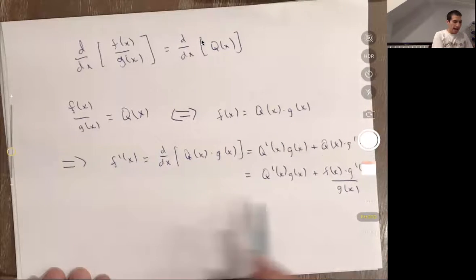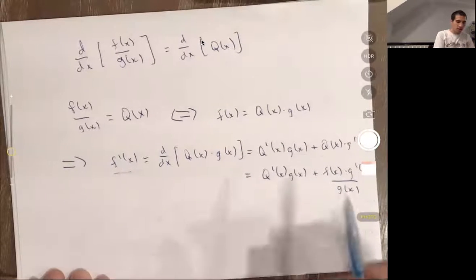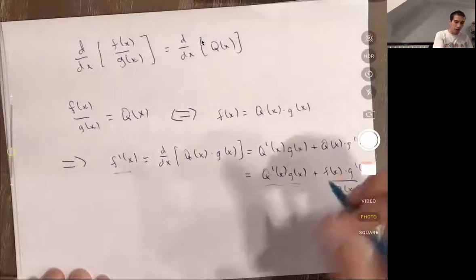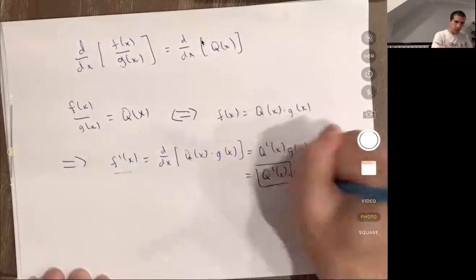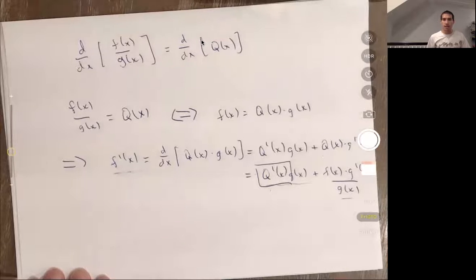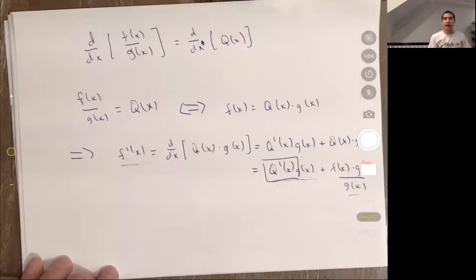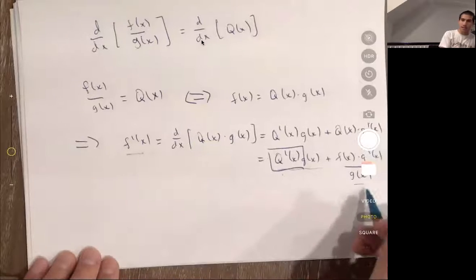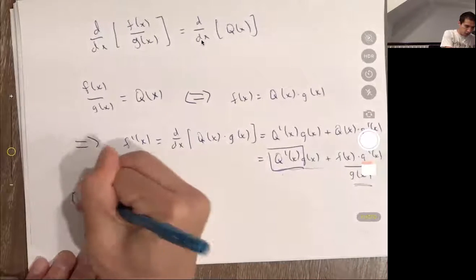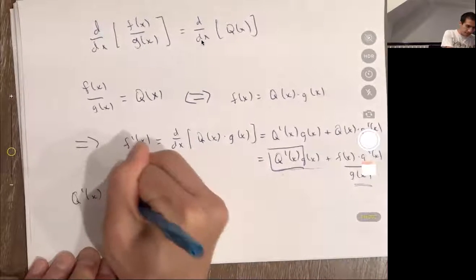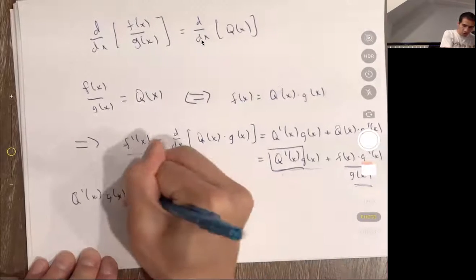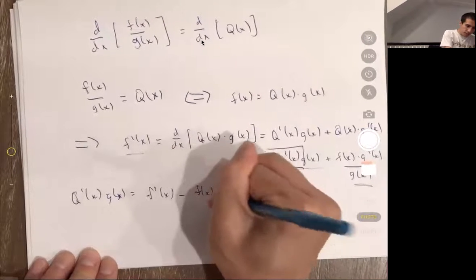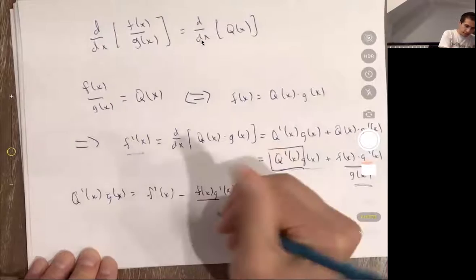And now I have this equation that includes q prime of x, and this term is what I want to find, right? That's what I'm trying to solve for, is q prime of x. And so let's rearrange so that I have q prime of x by itself, right? So I'm going to subtract this term to the other side. So this becomes q prime of x times g of x is equal to f prime of x minus f of x g prime of x over g of x.